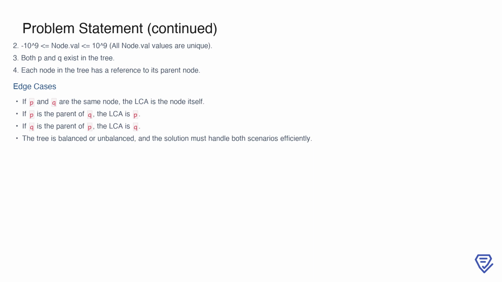Some important edge cases include scenarios where P and Q are the same node, in which case the LCA is the node itself. Similarly, if P is the parent of Q, the LCA is P, and if Q is the parent of P, the LCA is Q. The solution must also handle both balanced and unbalanced trees efficiently, ensuring robustness across different tree structures.